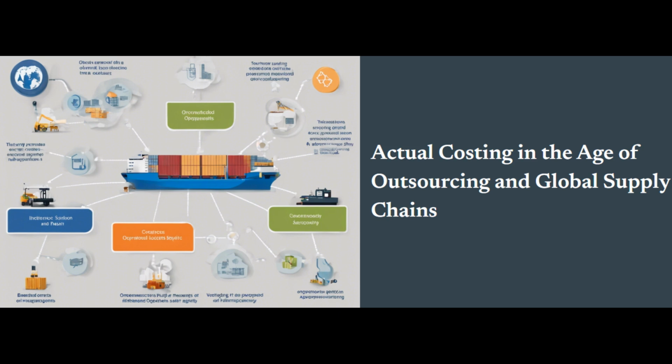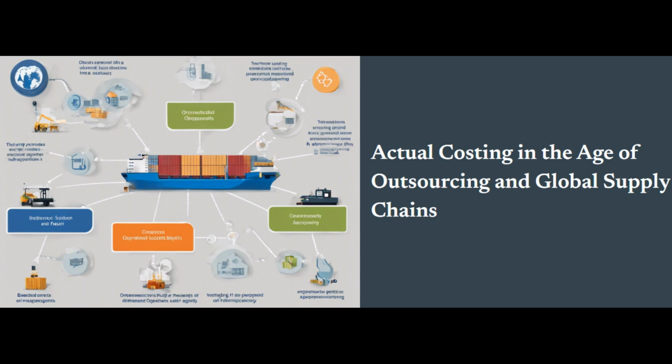Improved inventory management: by understanding the true costs associated with global inventory movements, organizations can make better informed decisions about inventory levels, safety stock requirements, and the optimization of distribution networks. Enhanced pricing and profitability analysis: actual costing data can enable organizations to develop more accurate and competitive pricing strategies for their products or services, as well as provide insights into the true profitability of their global operations.